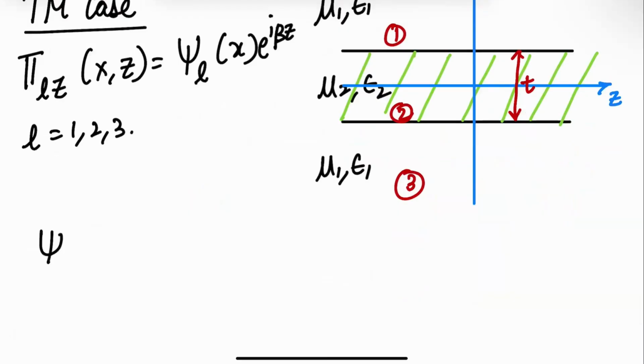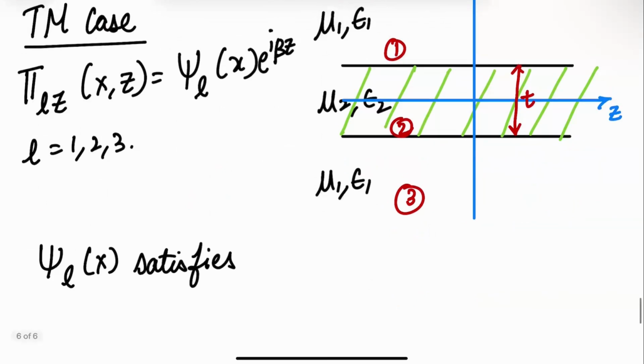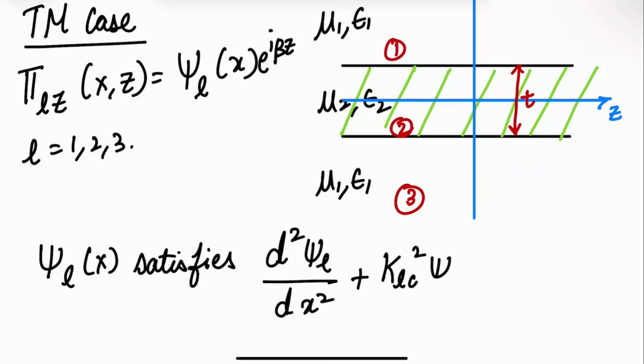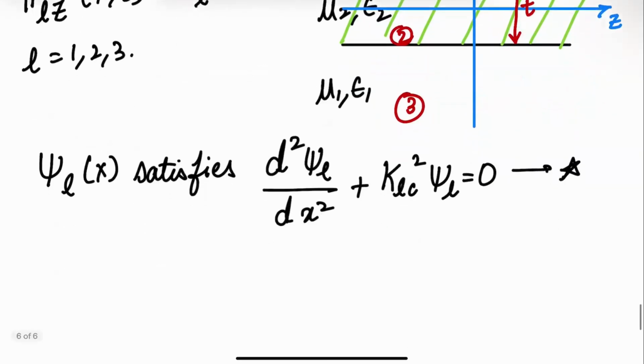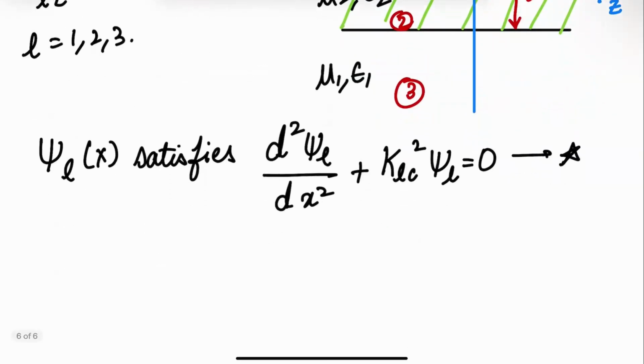Okay, and psi L satisfies the two-dimensional wave equation, which now becomes one-dimensional because you don't have variation in y, plus K_Lc square psi L equal to 0. And I'll call this equation star. Okay, L is the medium subscript, and K_Lc square is nothing but K square, or K_L square, because it's a different medium, minus beta square.